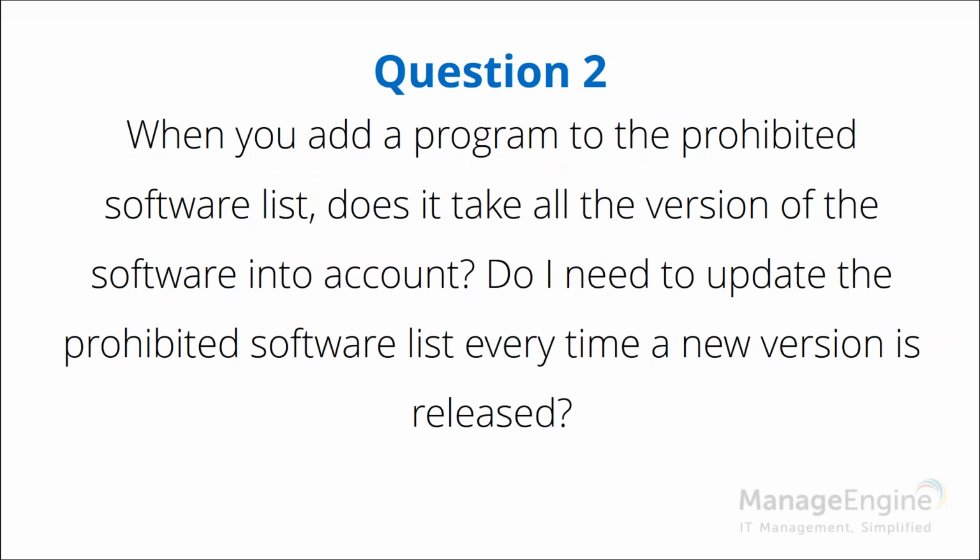When you add a program to the prohibited software list, does it take all the versions of the software into account? Do I need to update the prohibited software list every time a new version is released? Obviously, yes. Let's say I want to prohibit Google Talk, or for example, I want to prohibit 7-zip version 1 and allow 7-zip version 2. In such a condition, it helps you restrict or prohibit only the specific application type, not all applications, because I might require the other application also.